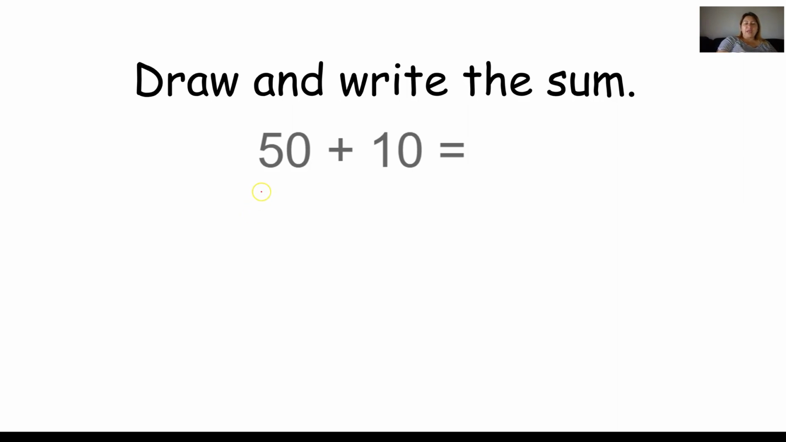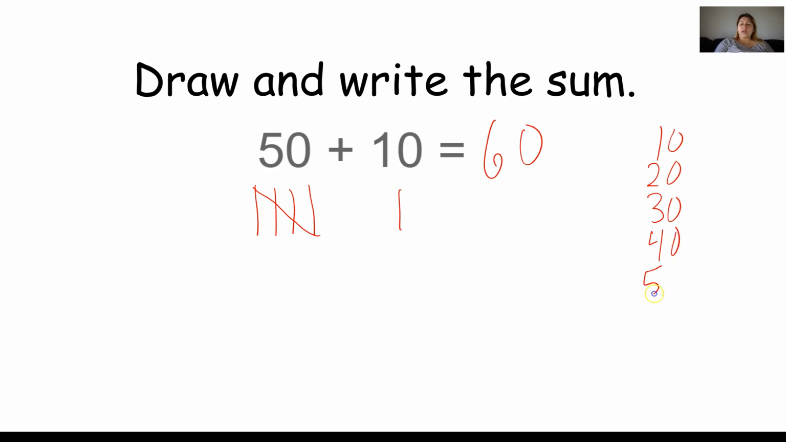Okay, so we have 50, 10, 20, 30, 40. Remember for 5 or for 50, we always use a diagonal tally because that way we know that we're counting by fives. Okay, and then one more. So remember 50 in your head, and then we're counting one more. What comes after 50? 60. Okay, so we have 10, 20, 30, 40, 50, and 60.